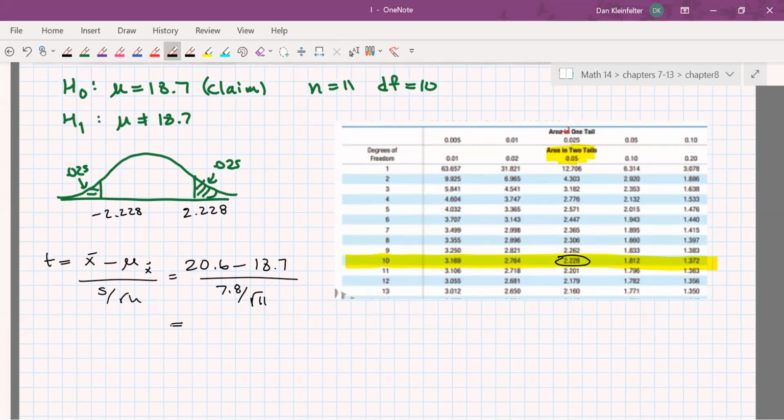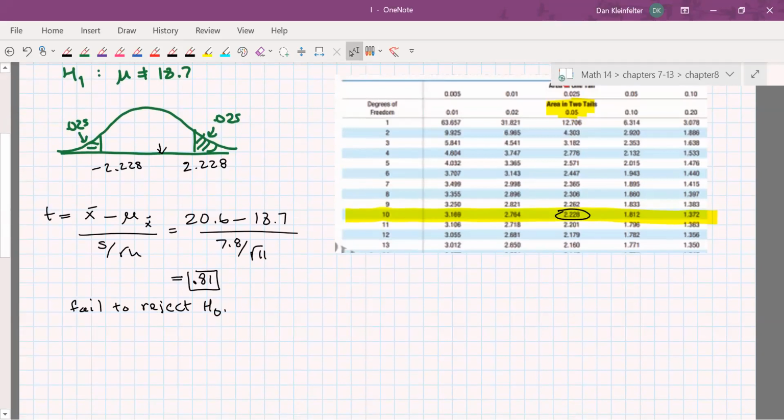All right, so I'm getting 0.81 for our t statistic. That's not in our rejection region, and so we'll fail to reject our H0. And so there's not enough evidence.